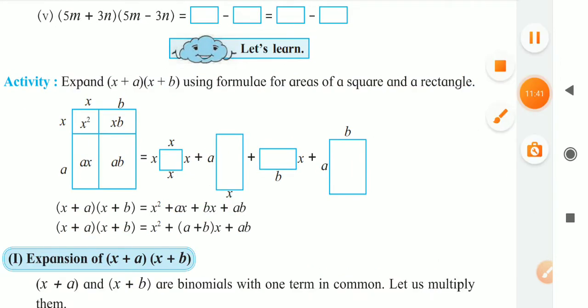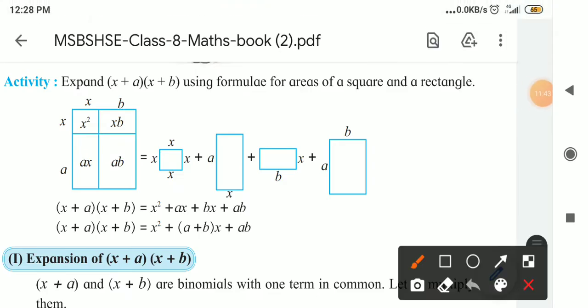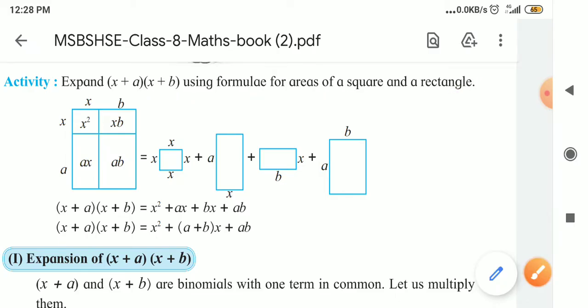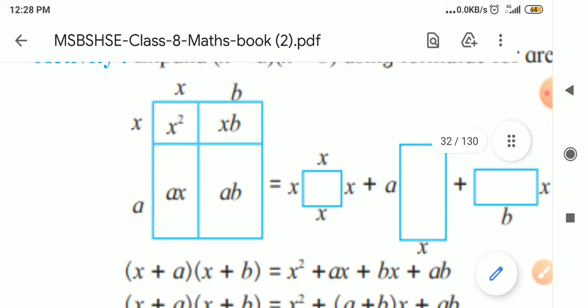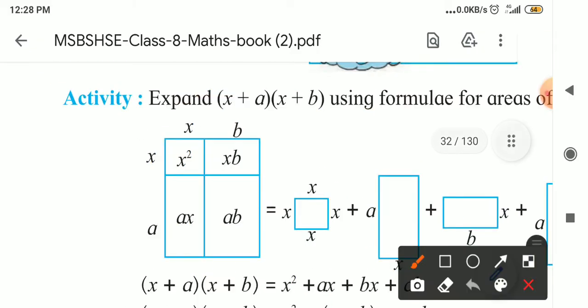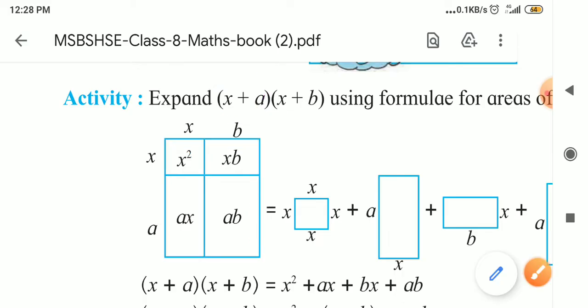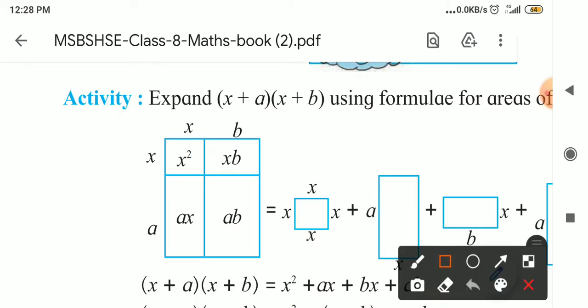Which is the question? Expand x plus a and x plus b using the formula of areas of squares in a rectangle. So it is very easy. Once you understood the figure, it is very easy. First of all we have to take x plus a. If we draw this rectangle, inside this rectangle we have to take the measure of one side, the length, as x plus a.